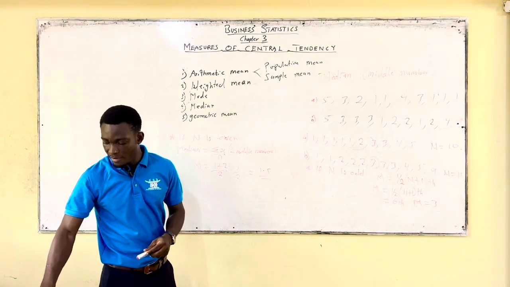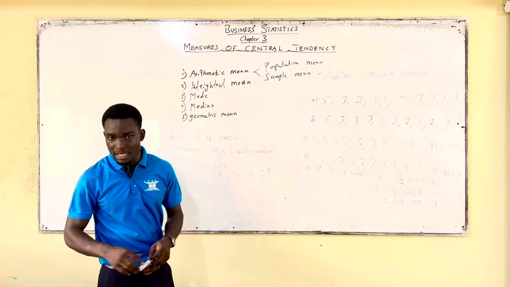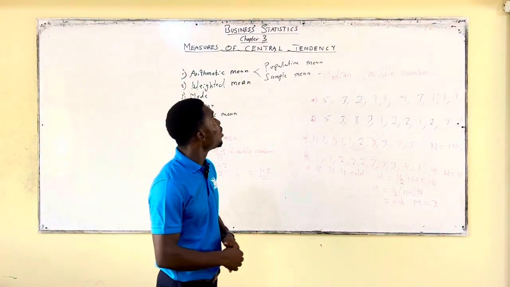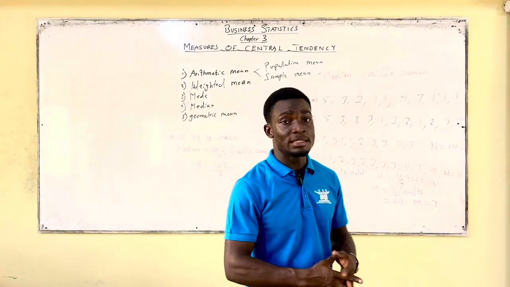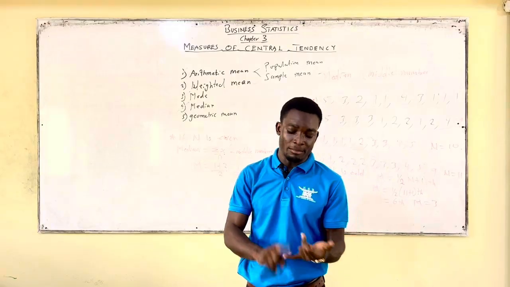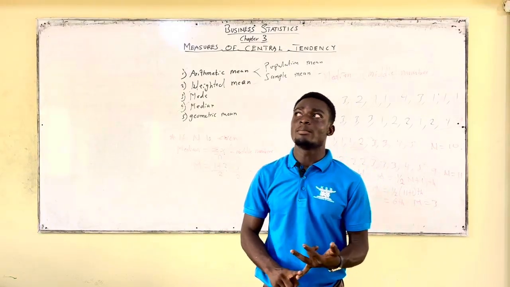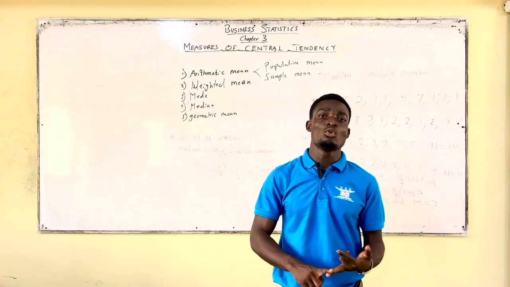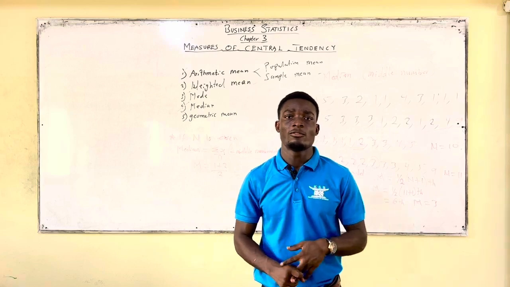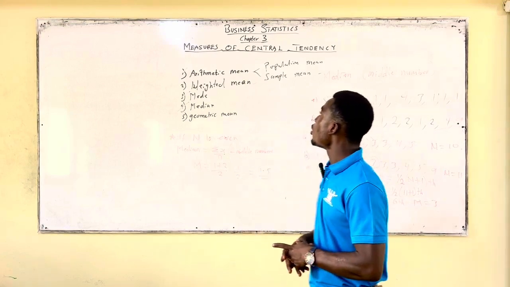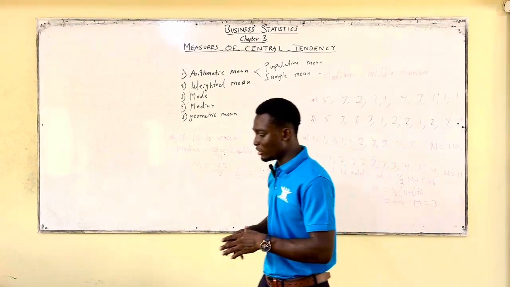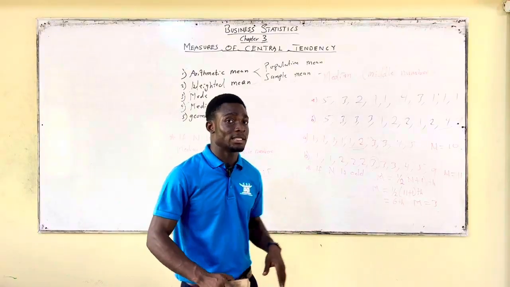So that is how you find mode and median on ungrouped data. Next we are going to look at how to find mean, mode, and then median for grouped data, and you need to pay very much attention to them.